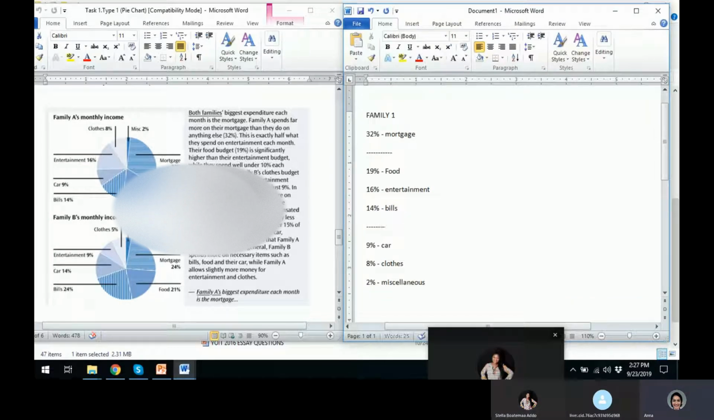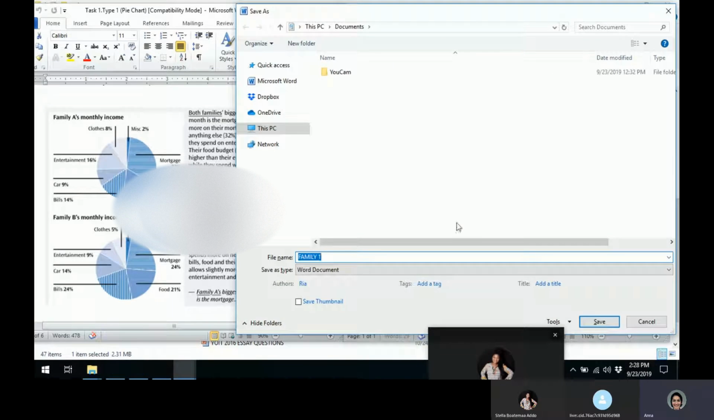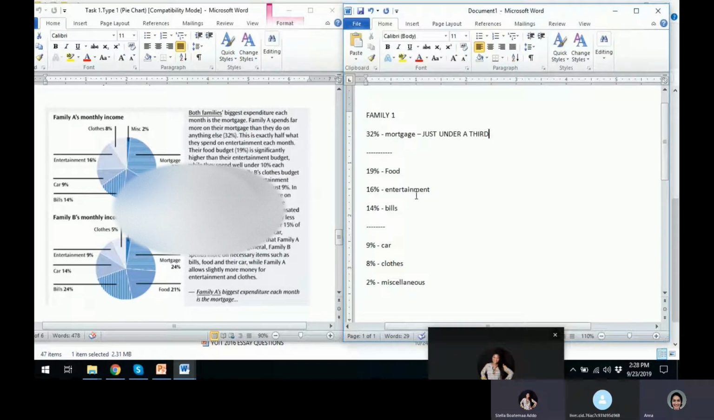And then after cutting, I'm going to assign them paraphrases. So for 32%, remember, a third is 33%. So this is just a little under a third. How about 19, 16, and 14? 19 will be just under a fifth, or we can say around a fifth.